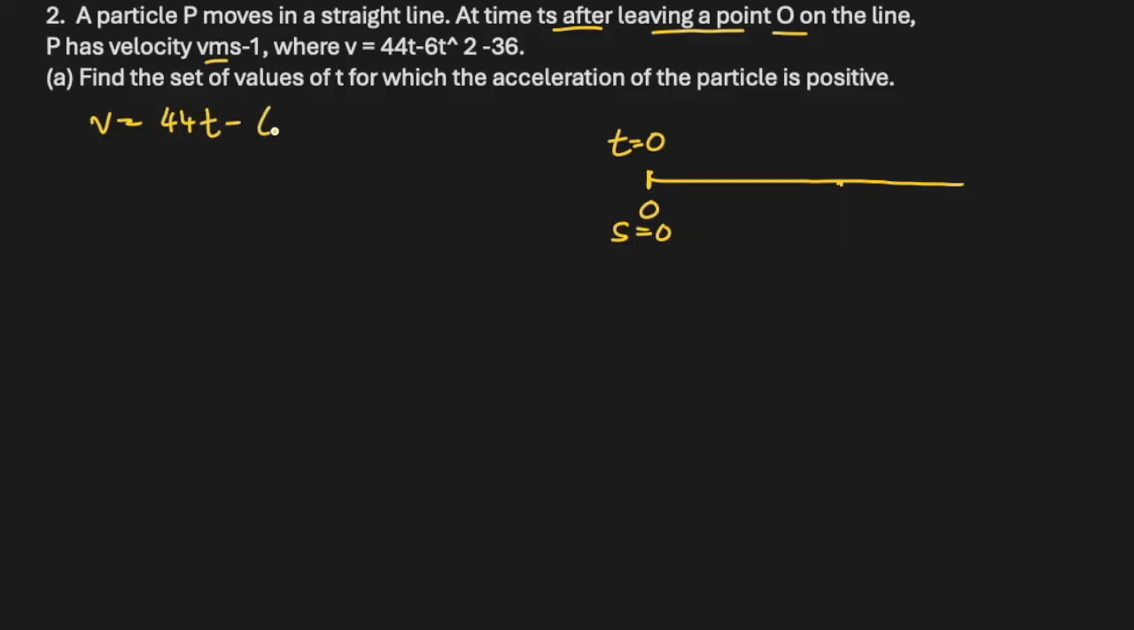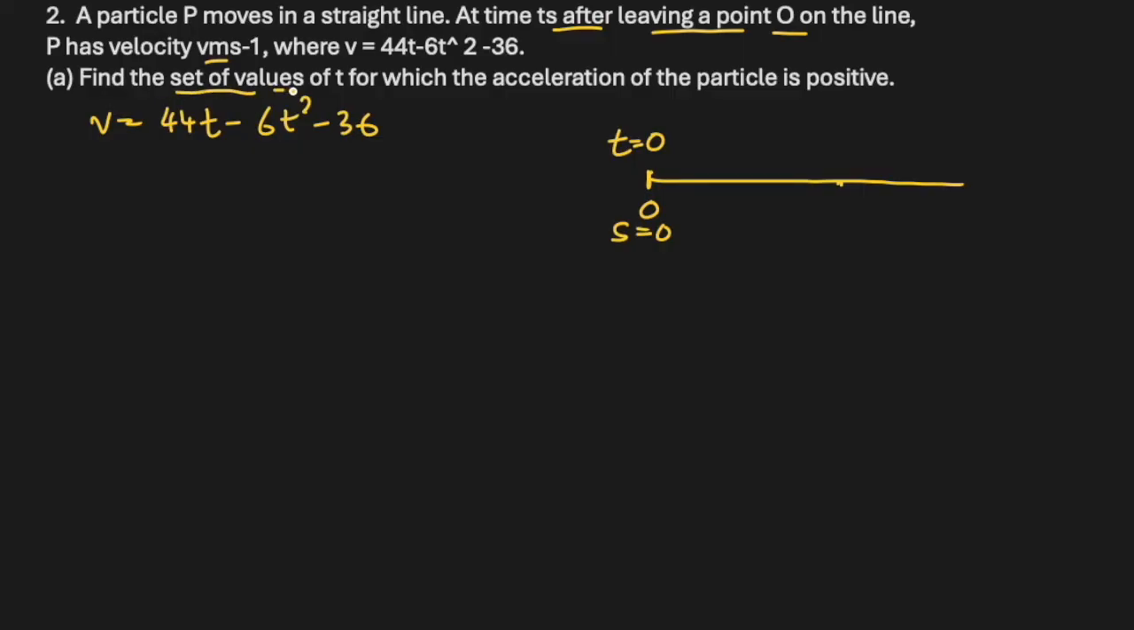Question 2. A particle P moves in a straight line at time t seconds after leaving a point O on the line. So this is the point O. t seconds after leaving this means that at this particular point O, t is 0 and the displacement is also 0 because it's after leaving point O. P has a velocity of v meters per second, and the equation is v equal to 44t minus 6t squared minus 36.